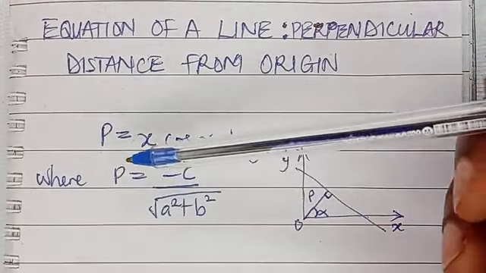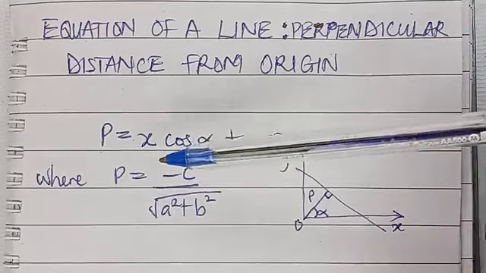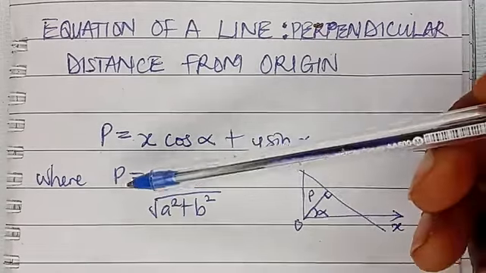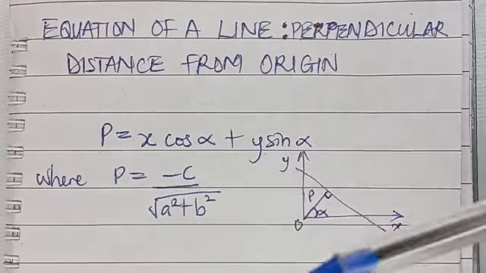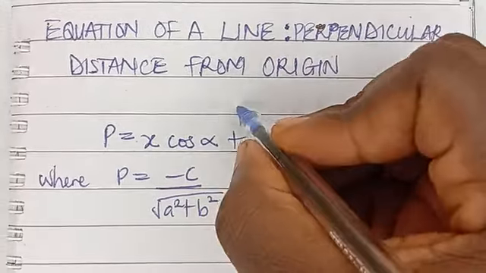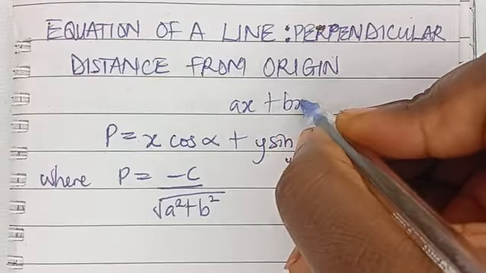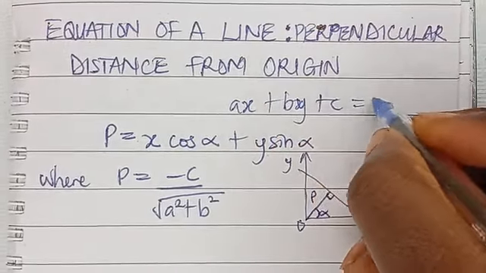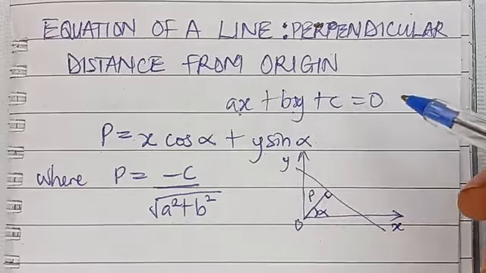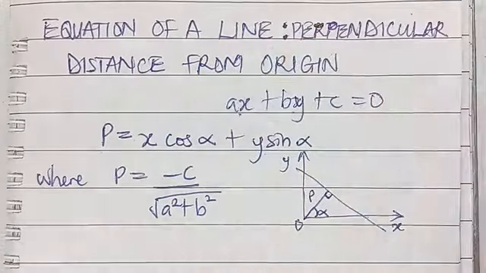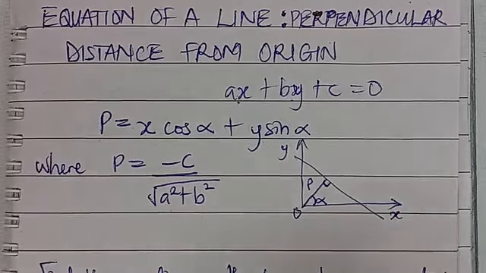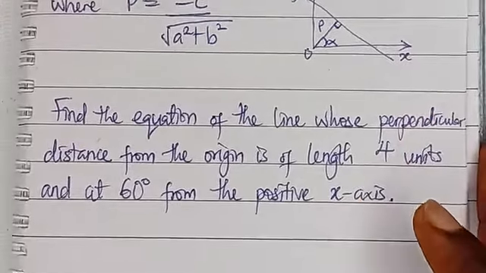And then we also know that the perpendicular distance of the line from the origin is equal to negative c over this, where in the general form of writing equations of straight lines, that is ax plus by plus c equal to 0. So a here represents the coefficient of x, b the coefficient of y, and c the constant. So we can as well do this. Now let's get into examples and know how to use all these things we've just written out now.